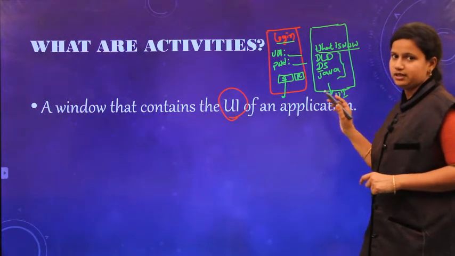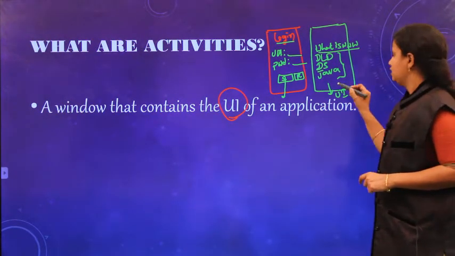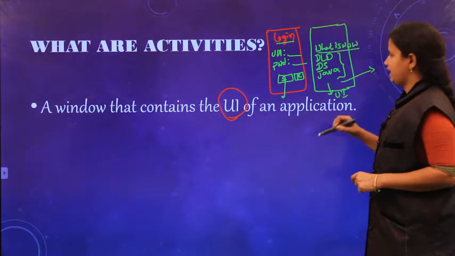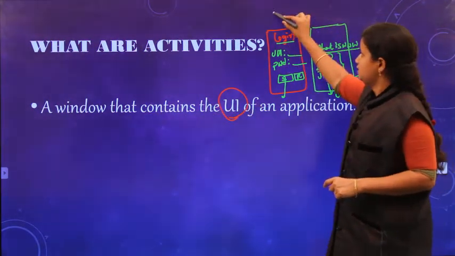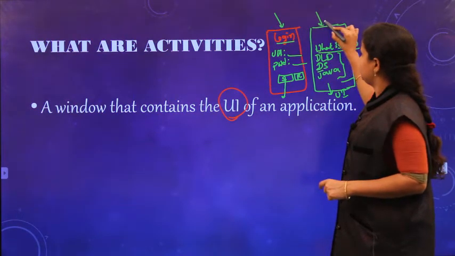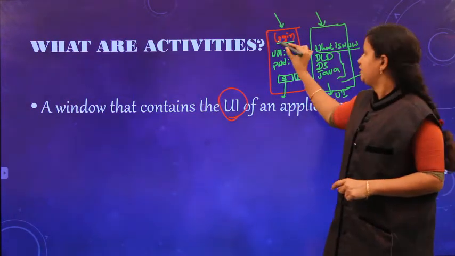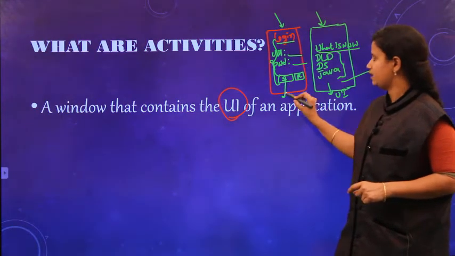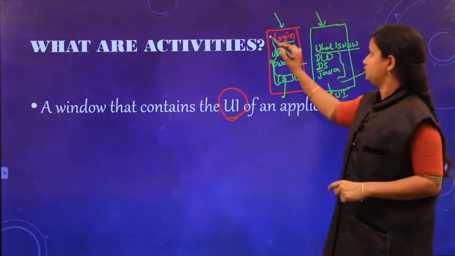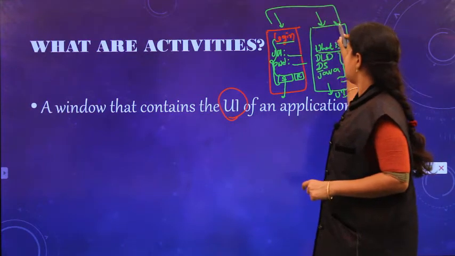That means in an application, the user interface is like this. The window contains a user interface. This is one of the windows and this is also one of the windows, which have different user interfaces. These two are related to the same application.